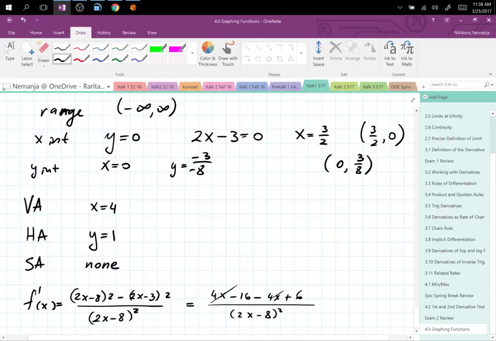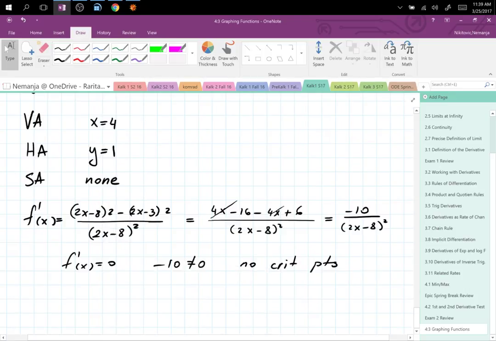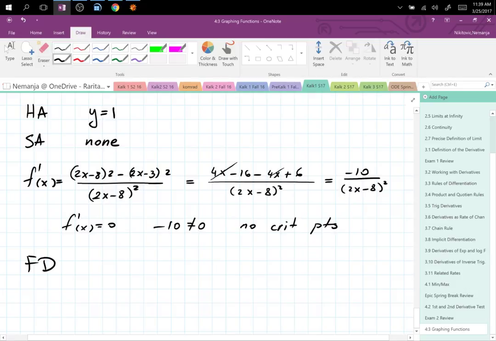These guys die over here. I have negative 10 over (2x minus 8) squared. And if you want to set this first derivative equal to 0, you have no solution because negative 10 is not the same as 0. So no crit points. But you can still partition because there is a vertical asymptote. Or even if there is no vertical asymptote, then the whole thing is one partition and the function is always increasing or decreasing. So that's fine as well. So vertical asymptote is the only partition that we have for our first derivative test from last time.